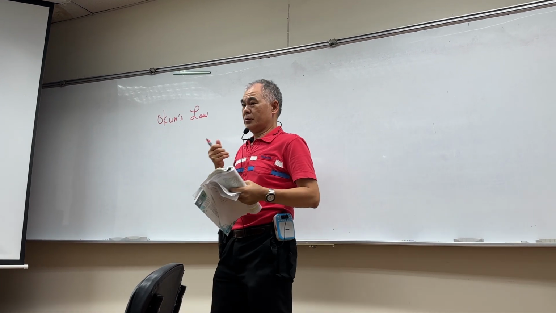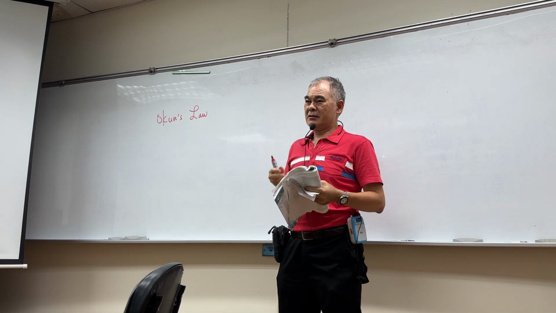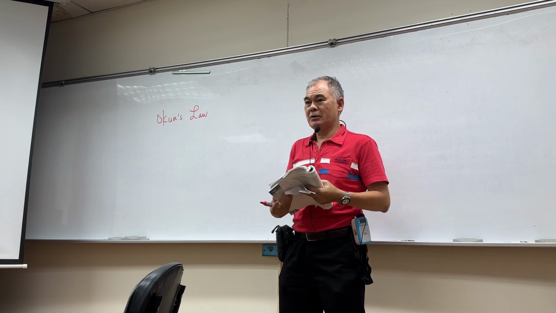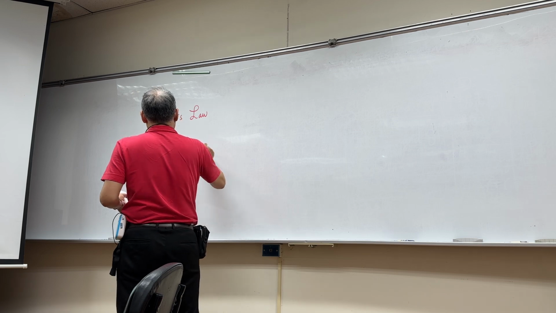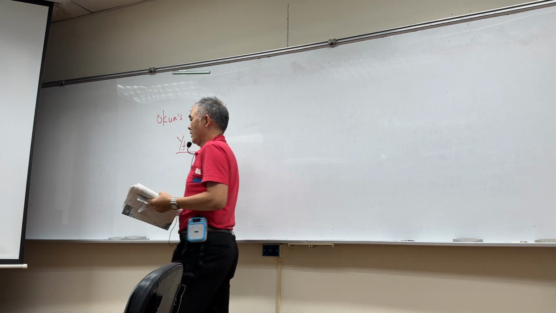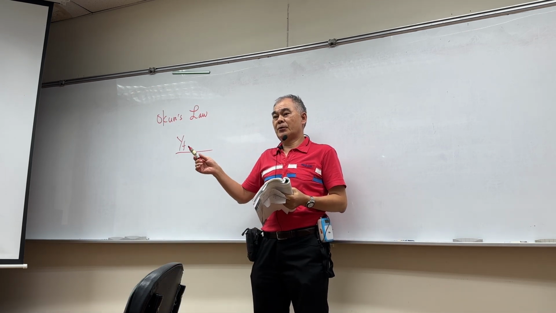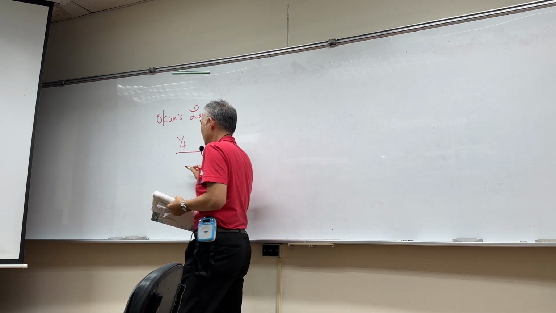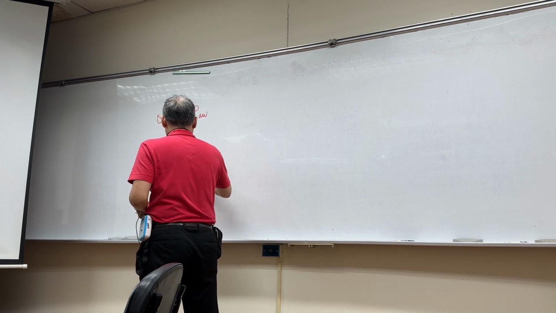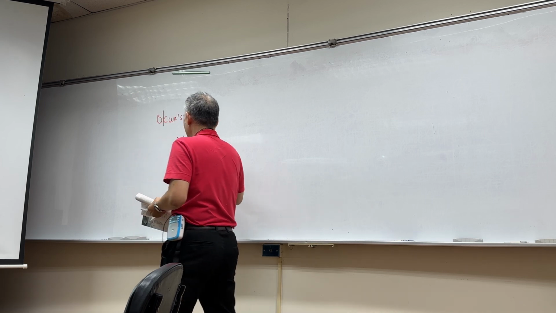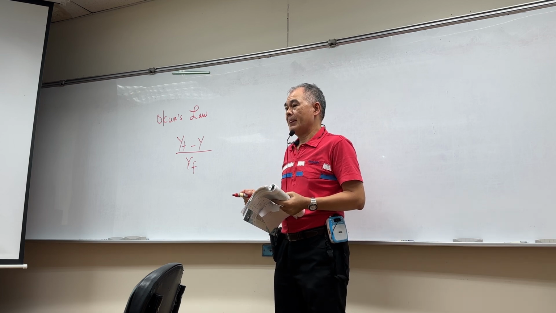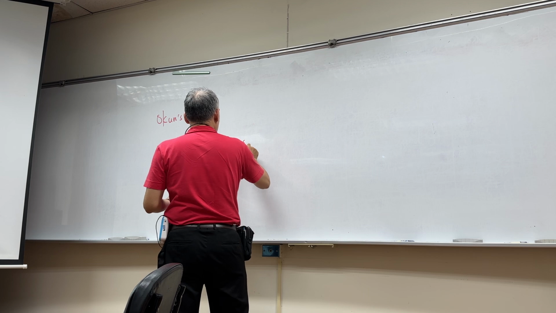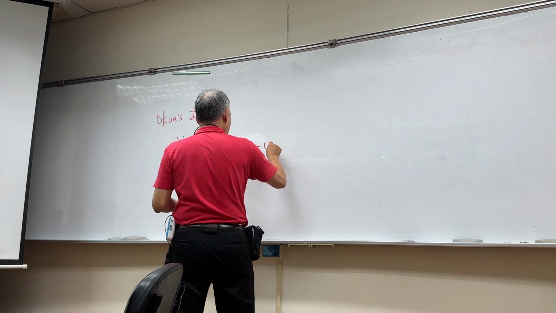The notation used in the textbook is not that easy to understand, so I'm going to use a different notation. So here it is Y_F. What is Y_F? It is the full employment production level. Okay, and then minus Y. This Y is the actual income. And then here you have equal to, okay, U minus U_N.